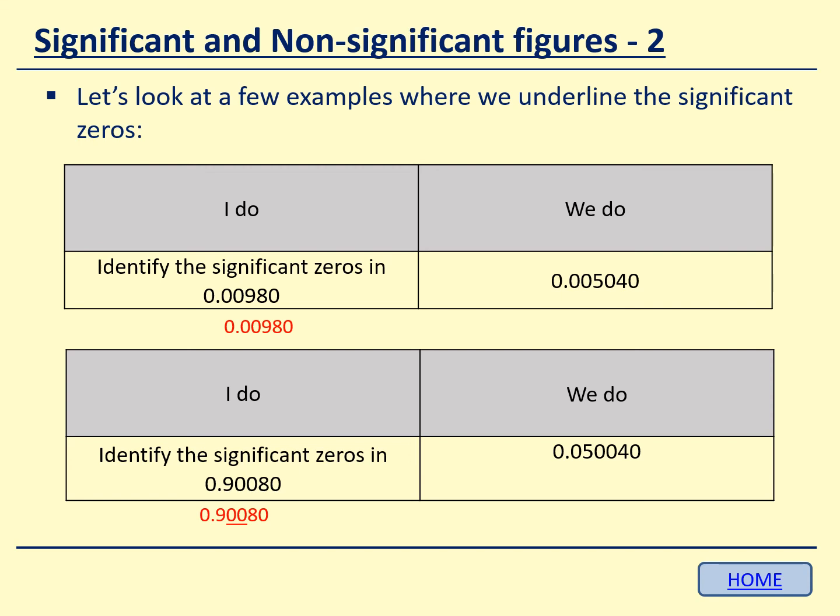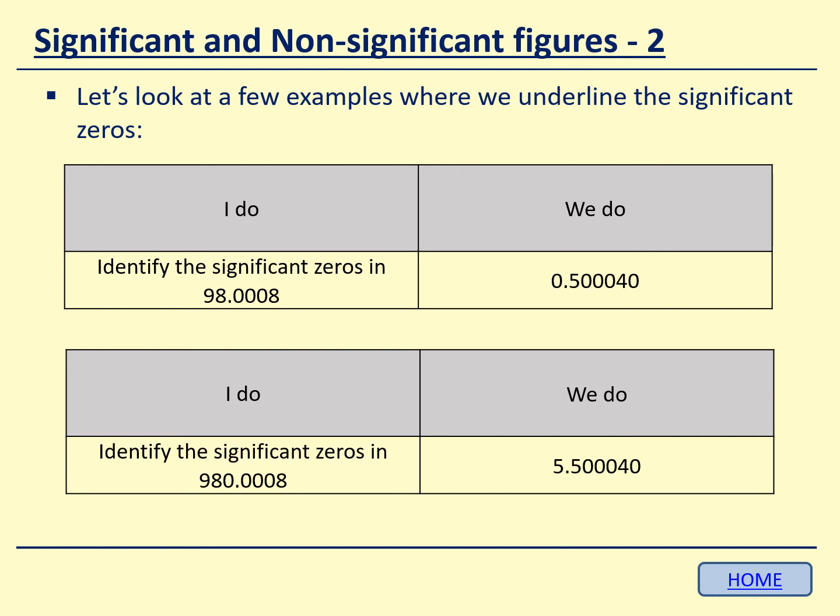You should have underlined the 0 between the 5 and the 4. And on the next one, you should have underlined the two zeros between the 5 and the 4, because they are significant zeros. If you were rounding, you would have to count those zeros as significant figures.